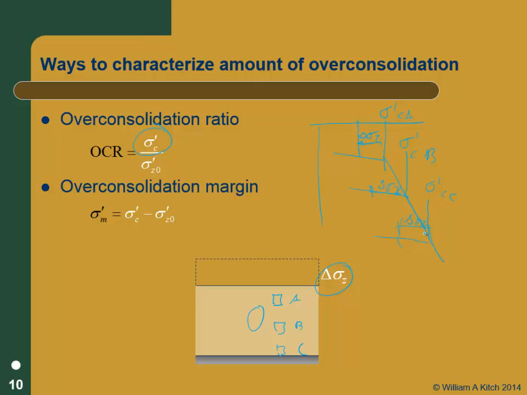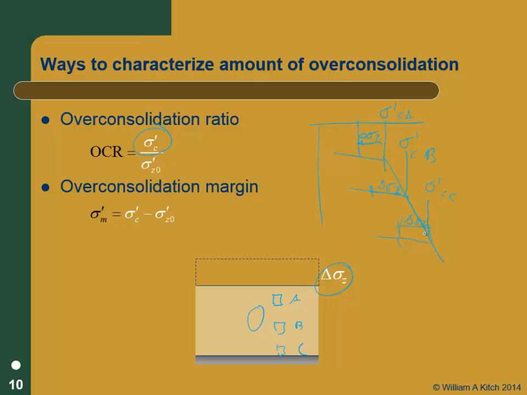So the rationale for using the overconsolidation margin is if the source of overconsolidation is unloading, everybody was unloaded by the same delta sigma, so that they should have the same overconsolidation margin, but not the same overconsolidation ratio. And that's the rationale. If the overconsolidation occurred because of some cementation action or something else, that might not be true. But you can use either one of these.